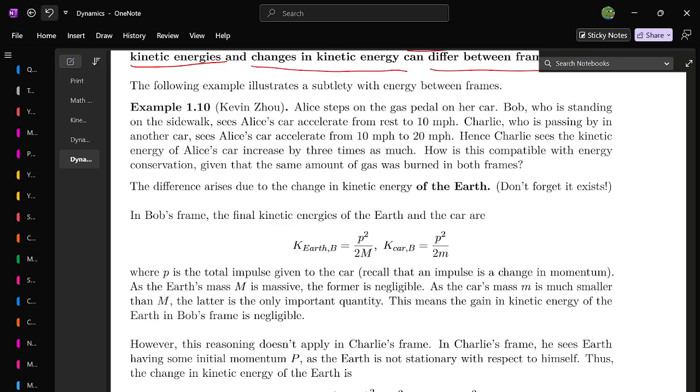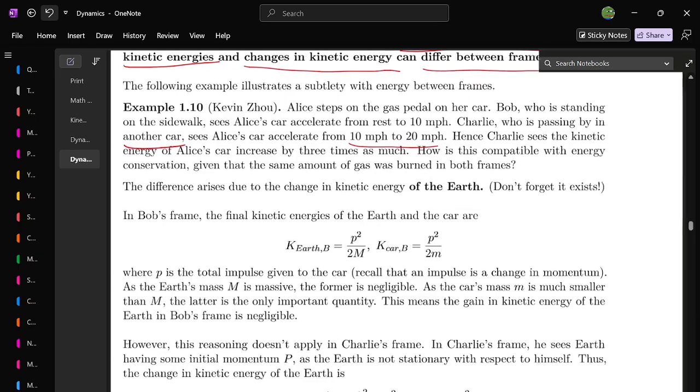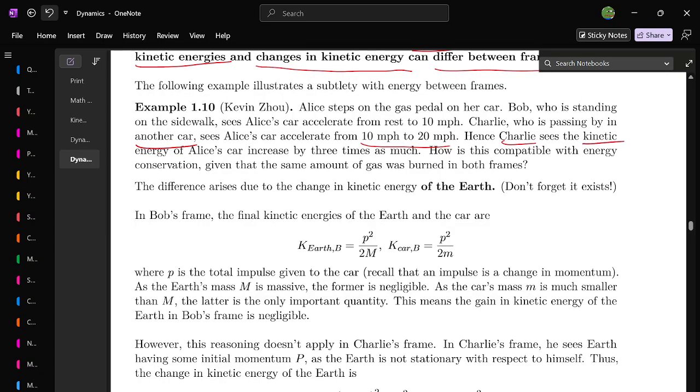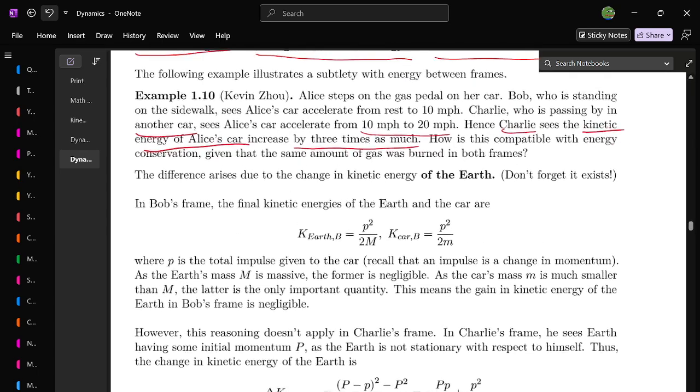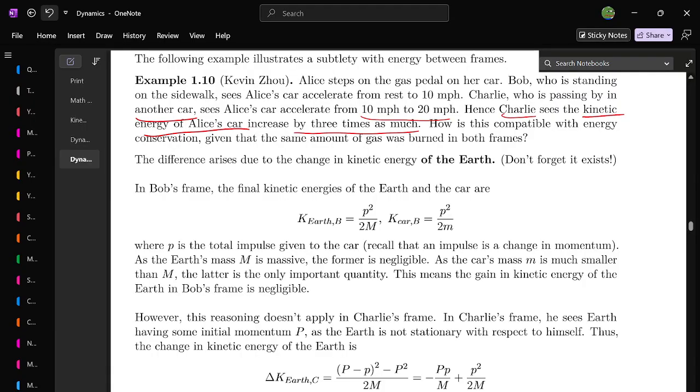And he's seeing Alice's car accelerate from rest to 10 miles per hour. Then we have another guy, Charlie, who is in a moving frame. He's in another car. He sees acceleration from 10 to 20 miles per hour. So you might be tempted to say that there's kind of a paradox here, right? Because Charlie is seeing that the KE of Alice's car is increasing by 3 times as much as what Bob is seeing. So the way to resolve this is actually to realize that the Earth actually has a change in kinetic energy. So yeah, don't forget that the Earth exists.